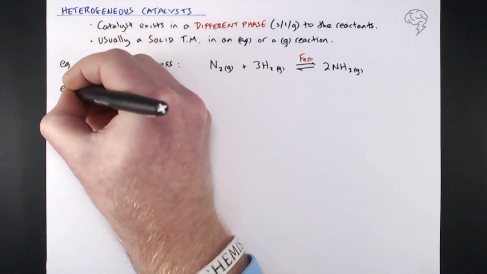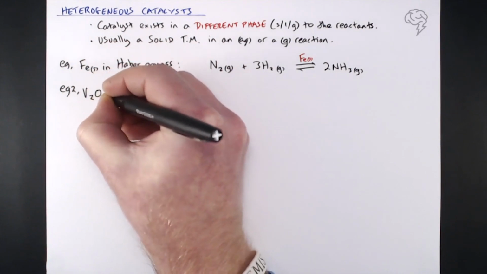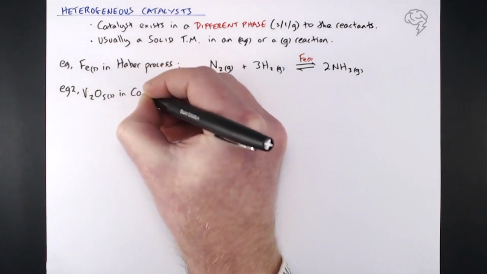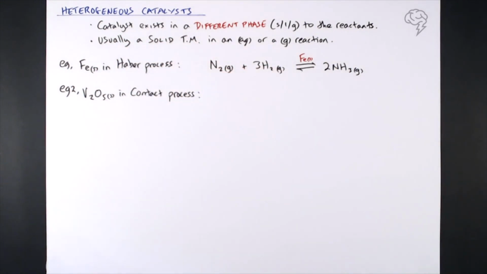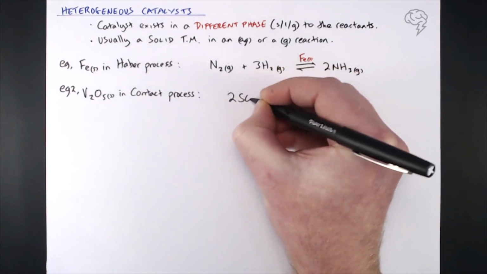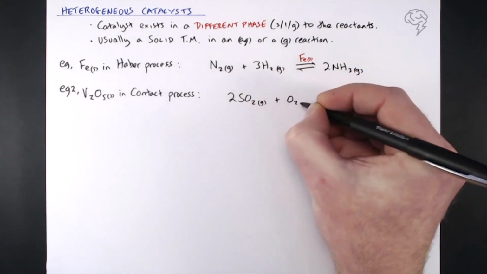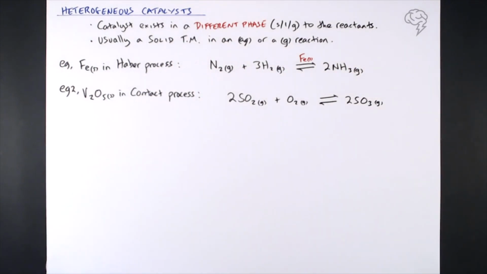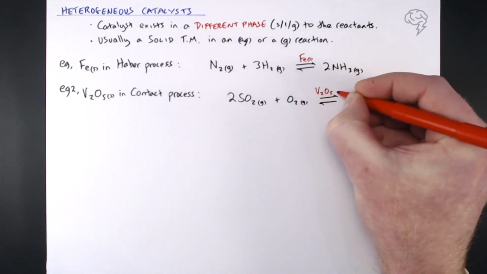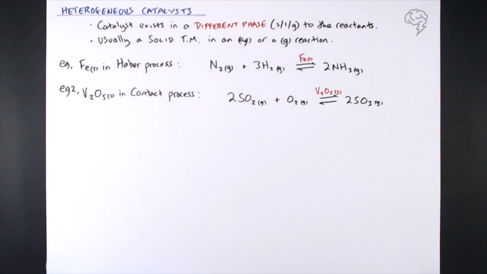Second example is V2O5, vanadium(V) oxide, in the contact process. If you remember, the contact process is where we actually make sulfuric acid, a really important process. Now, just one part of that process involves the reaction between sulfur dioxide and oxygen. So 2SO2 plus O2, gaseous system again, dynamic equilibrium again, producing 2SO3 gas. So it's a gaseous system, but again, we've got a solid catalyst, V2O5, sat in there, acting as a catalyst, lowering the activation energy and increasing the rate of reaction.